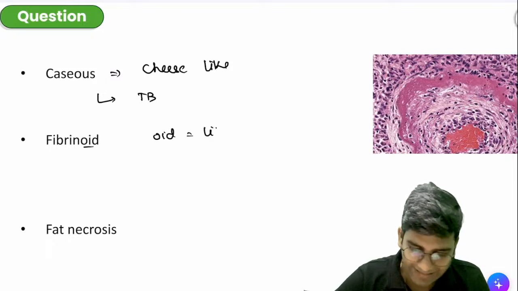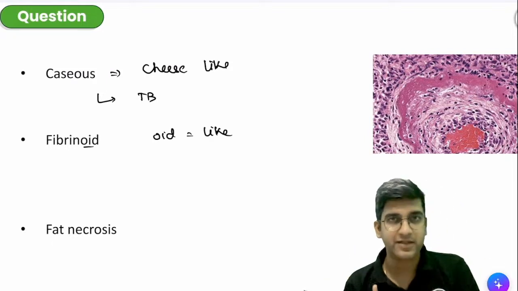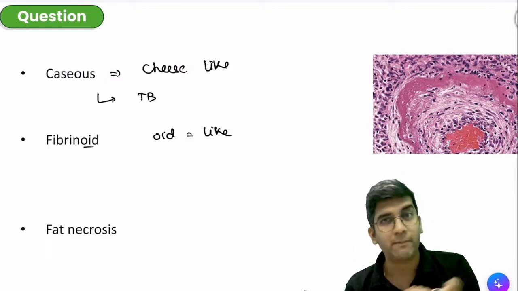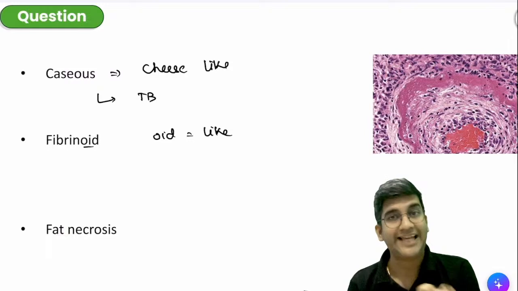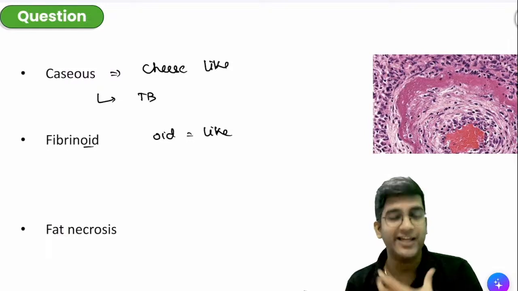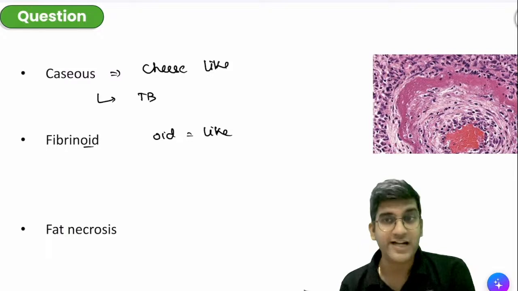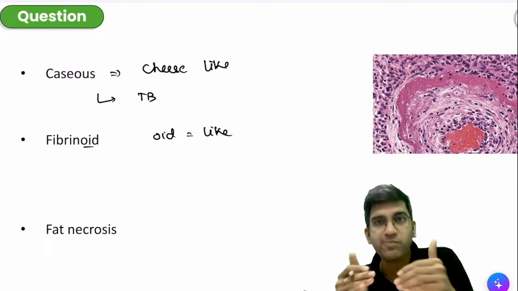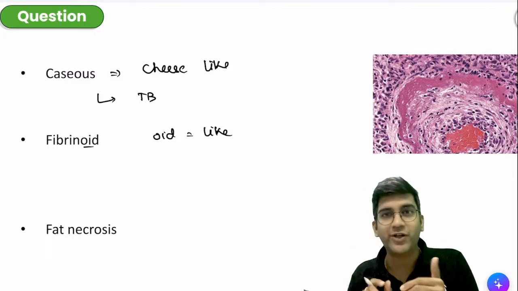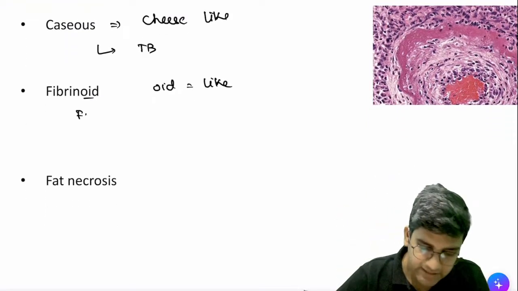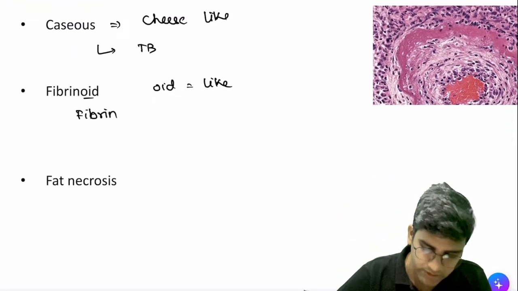Oid is equivalent to like. Oid means like: lymphoid, lymphocyte-like; myeloid, myelocyte-like; colloid, collagen-like, right? Thyroid, shield-like, right? That's what oid means, that's all. Rahul, you're right in calling PAN. That was a PYQ. Let's not read just the PYQ, let's read the entire thing, right? It's fibrinoid necrosis, which means it is fibrin-like necrosis.